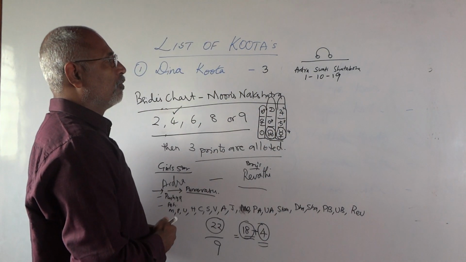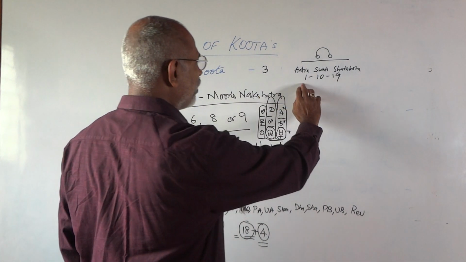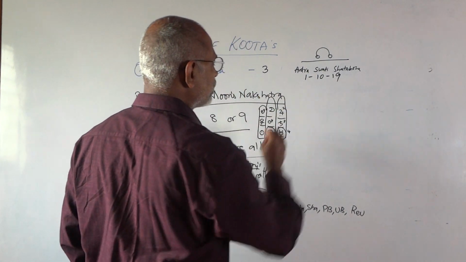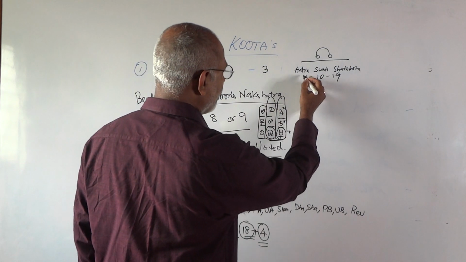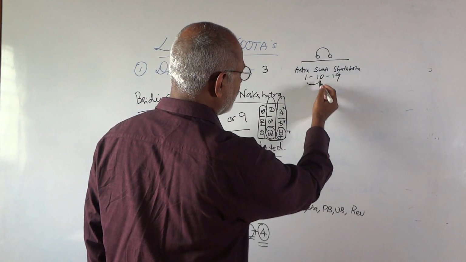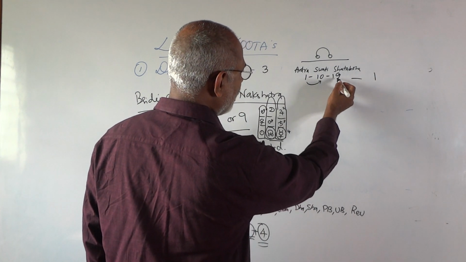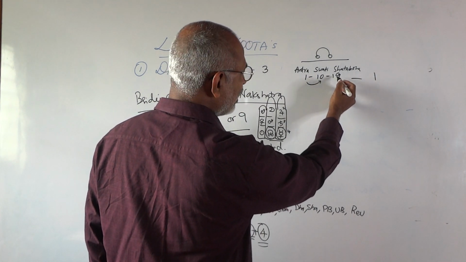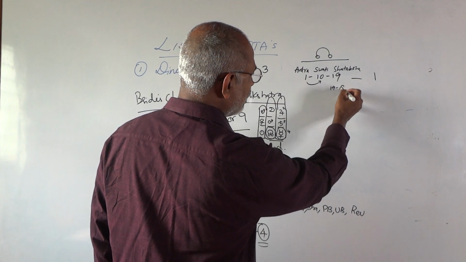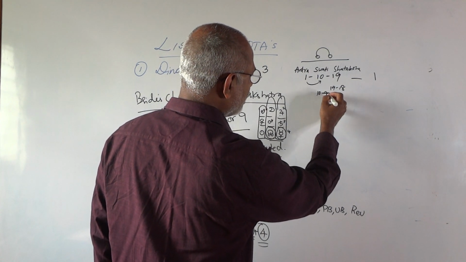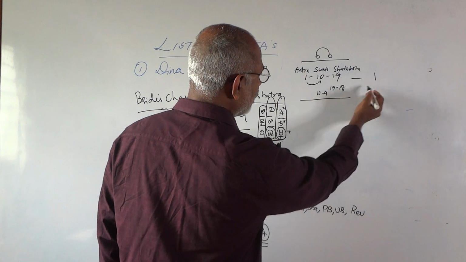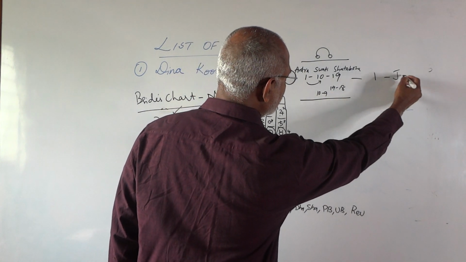So any planet which is sitting in the same stars, that is from Ardra to Swati, the number that you get is 1, because 10 minus 9 is 1. 19, that is 19 minus 18 is 1. 10 minus 9 is 1. All the multiples of 9 I am removing. So you get 1, which is called Janma Tara.